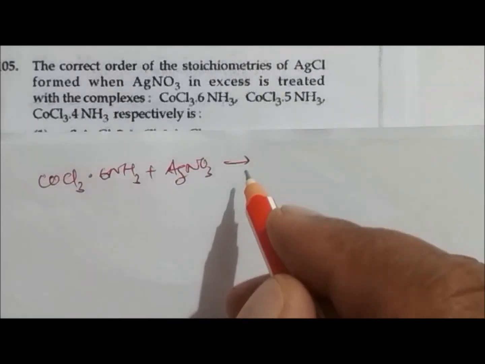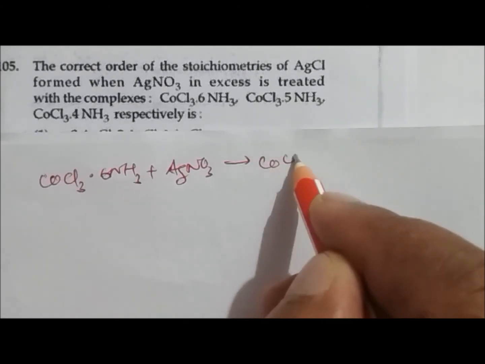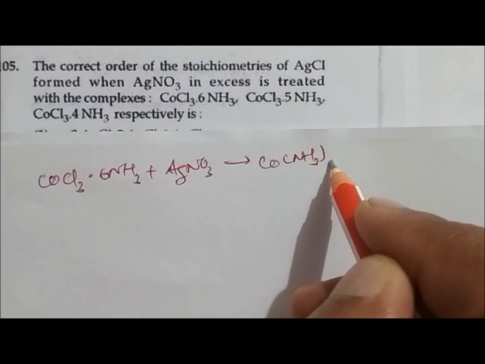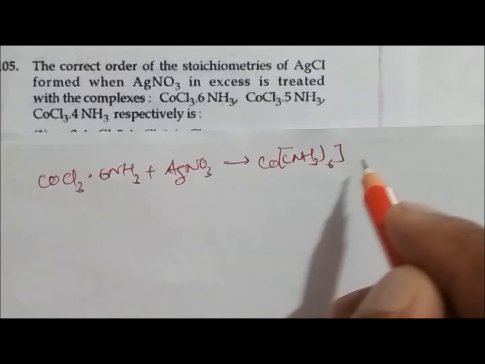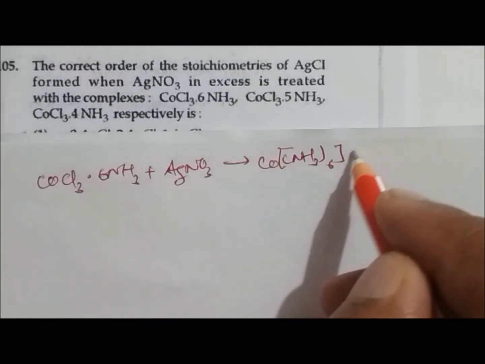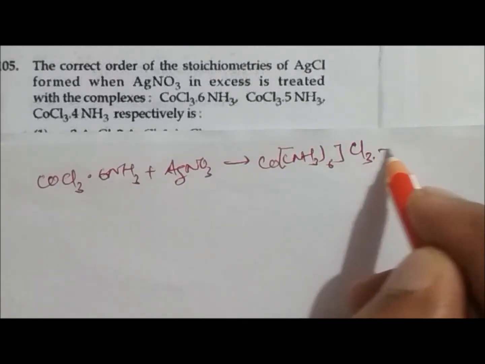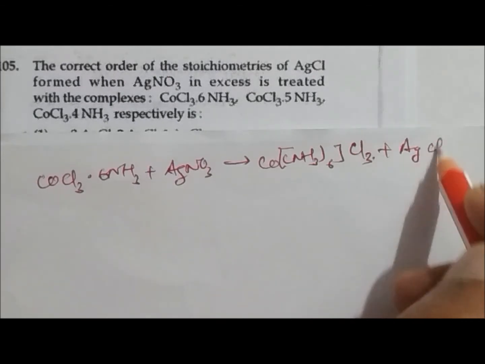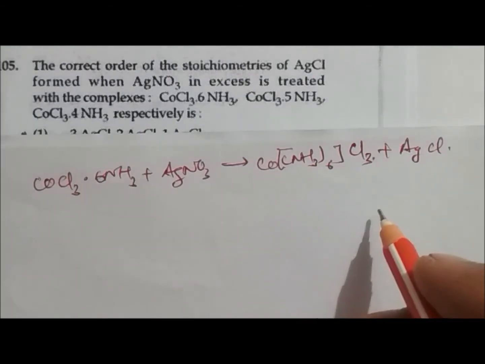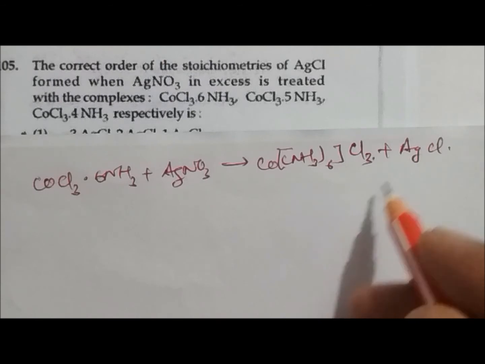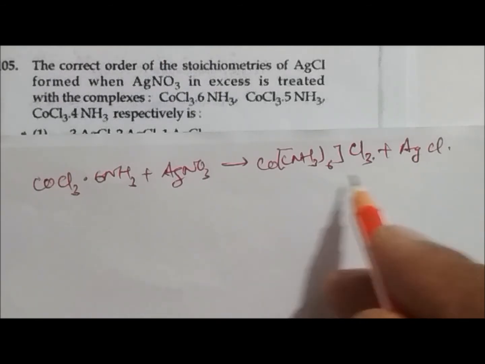So what products will you get? This will be your Co(NH3)6, right? The whole is 6, and there will be your 3Cl. Cl3 will be out, and you will get the AgCl. So this is our product, 3 AgCl. So like this.